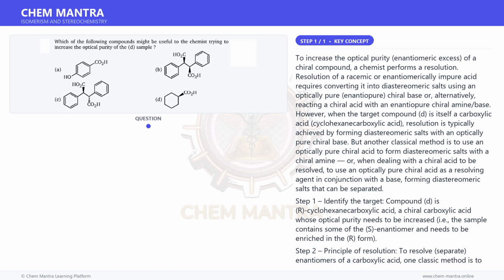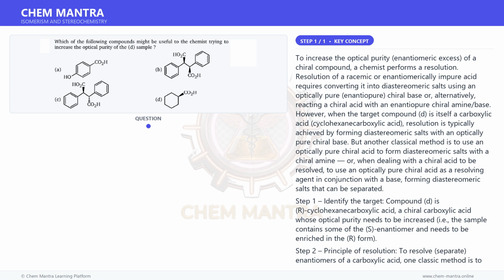However, when the target compound, D, is itself a carboxylic acid, cyclohexanecarboxylic acid, resolution is typically achieved by forming diastereomeric salts with an optically pure chiral base. But another classical method is to use an optically pure chiral acid to form diastereomeric salts with a chiral amine, or, when dealing with a chiral acid to be resolved, to use an optically pure chiral acid as a resolving agent in conjunction with a base, forming diastereomeric salts that can be separated.